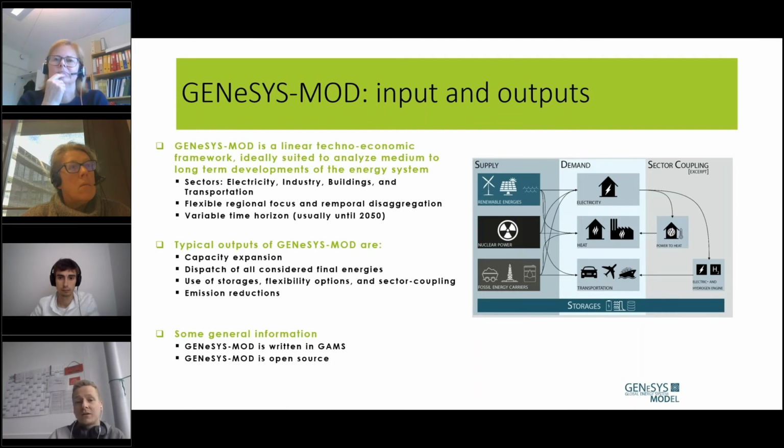The regional focus is very flexible again. It can be used, and was also used, for analysis on a global scale, but country studies or multi-regional studies are possible too. Another very good feature of Genesis mod is that it makes it very easy to compare results from different scenarios. So in the case of trying to implement NECPs, it makes it very easy to show and analyze how different measures would have different impacts on the energy system.